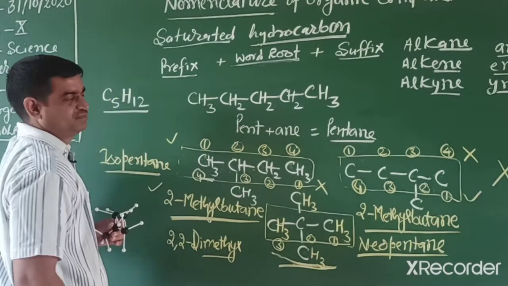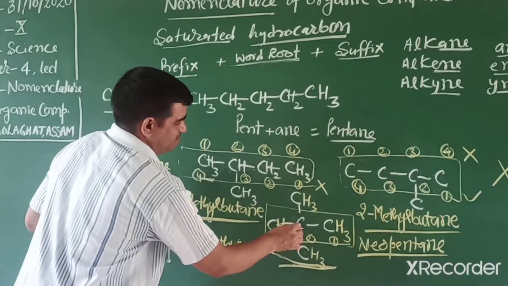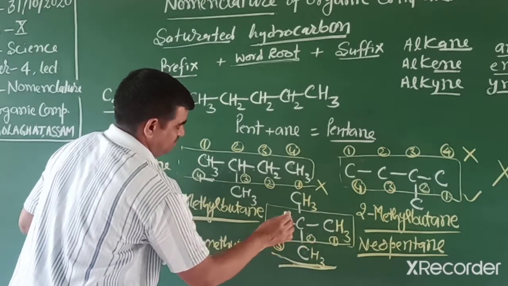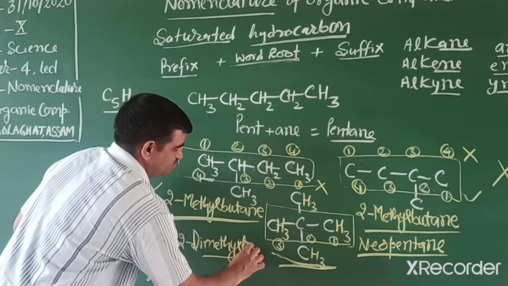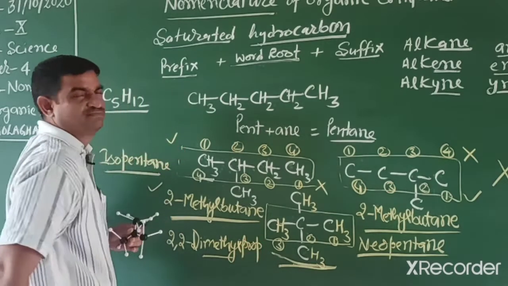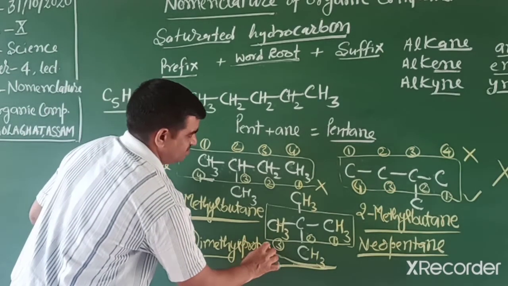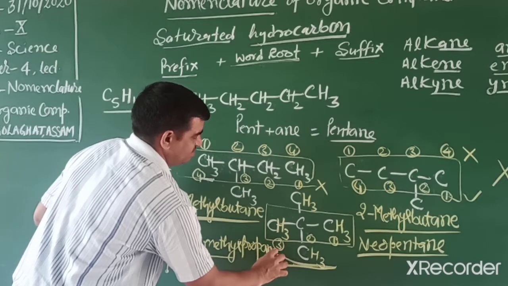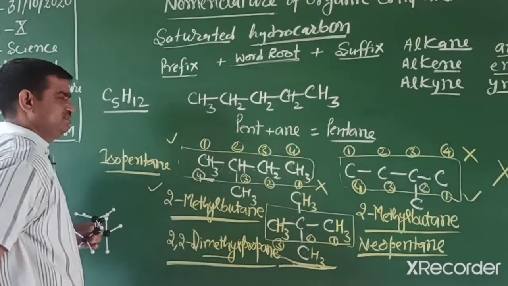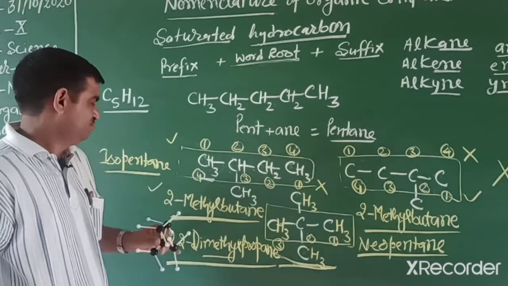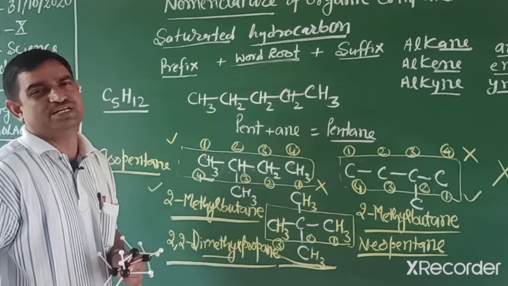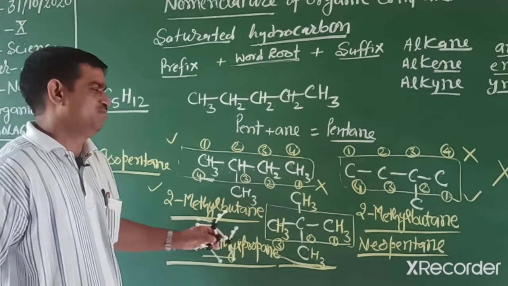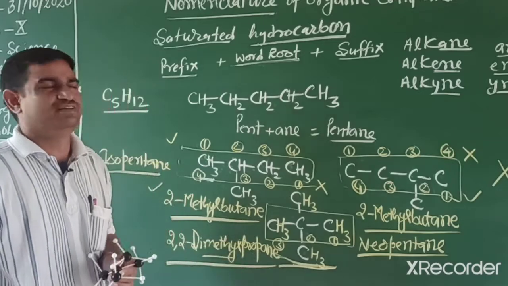Methyl. And then we write the word root. Word root means 1, 2, 3. 3 means prop, P-R-O-P. Then we write its suffix ane. So students, its name is 2,2-dimethyl propane, or its common name is neopentane.